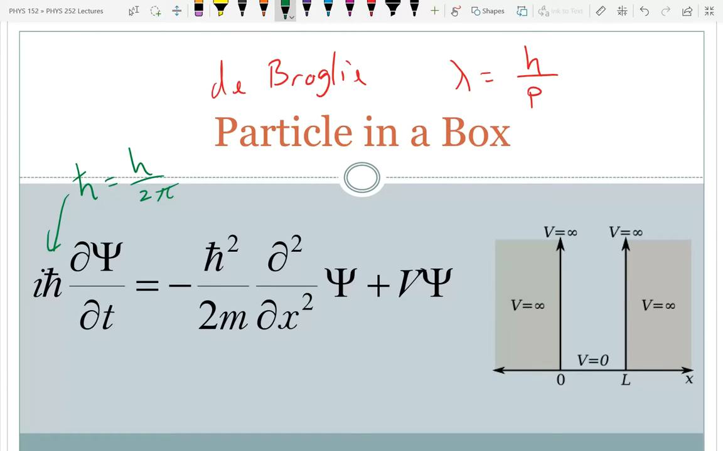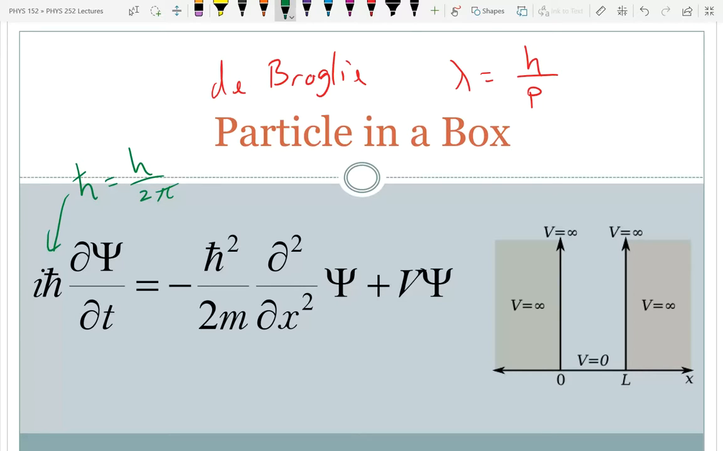So i h bar, what kind of derivative are you seeing there? By the curve, the curly d means partial derivative. So partial derivative of psi. That trident-looking thing is a capital Greek psi.